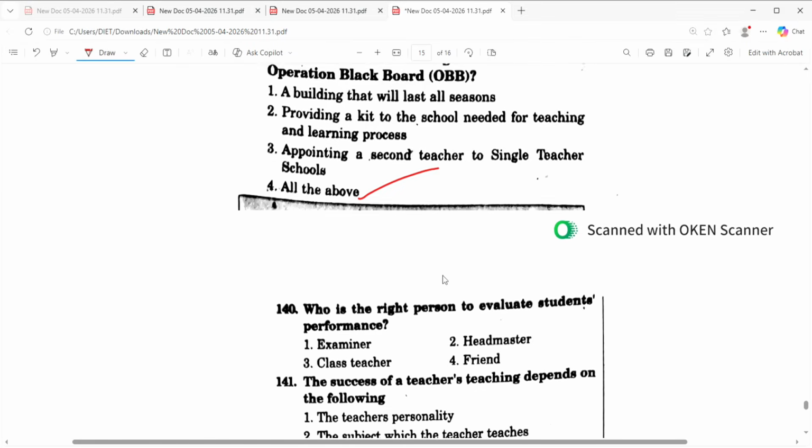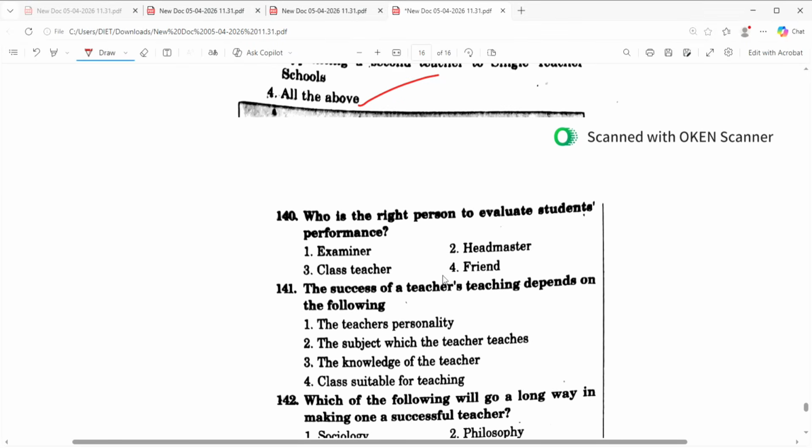Who is the right person to evaluate students' performance? Right? Examiner, headmaster, class teacher, friend. So 140, the answer happens to be class teacher.